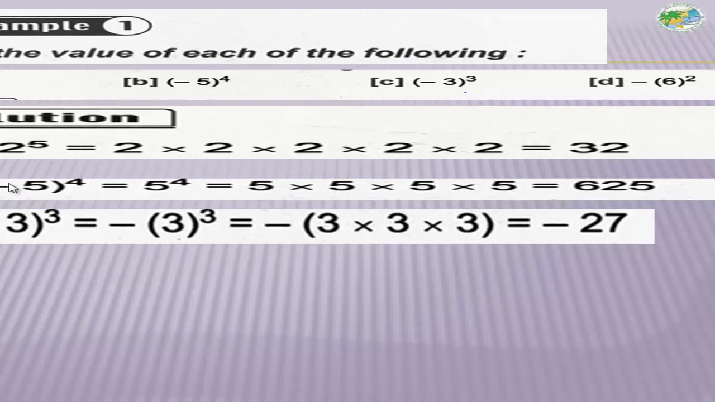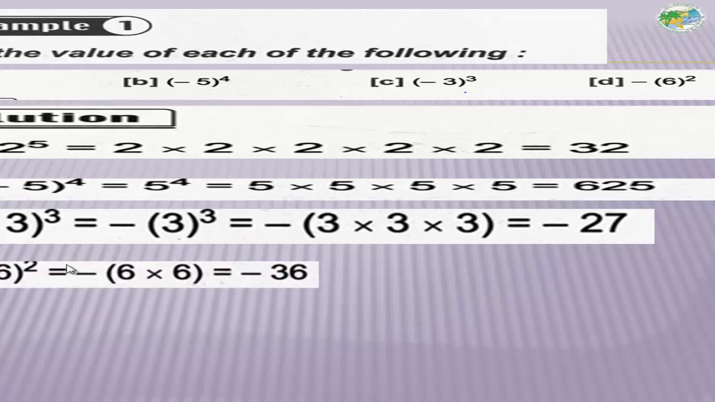Okay, it's a very important remark, primary 6. When I have a negative and the power is an even number, we remove the negative sign. If I have a negative and the power is an odd number, we don't remove it; we write the negative sign outside the bracket. Then 3 times 3 times 3, with the negative, equals negative 27.